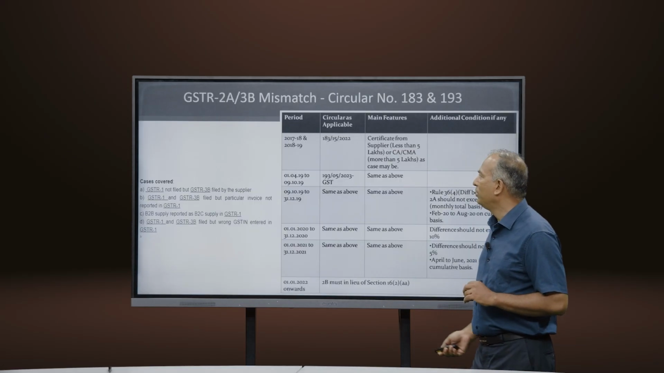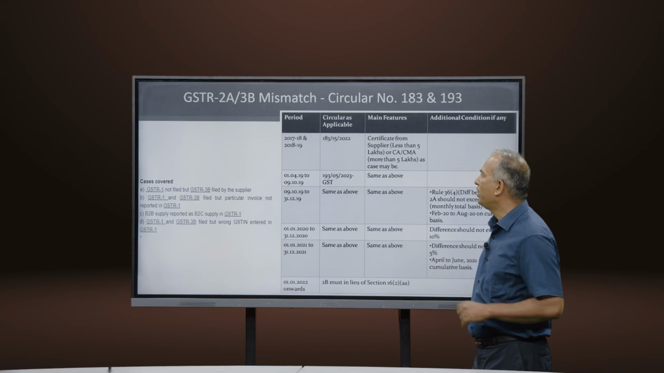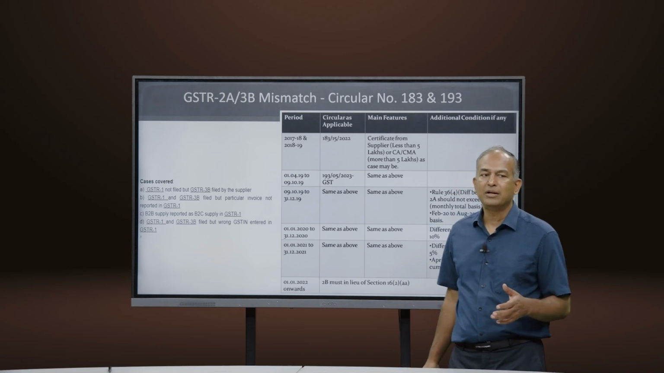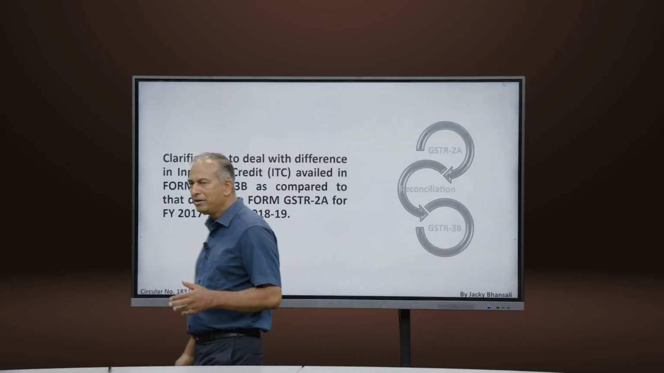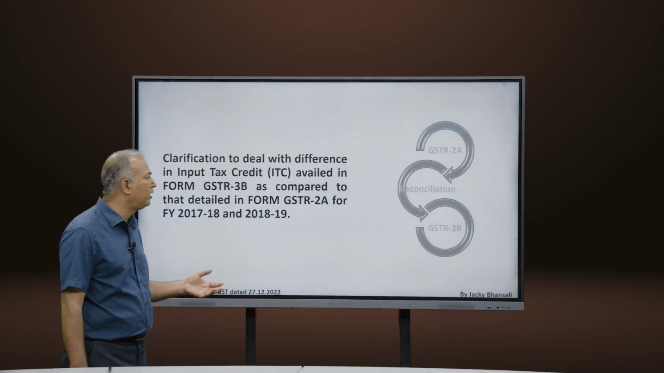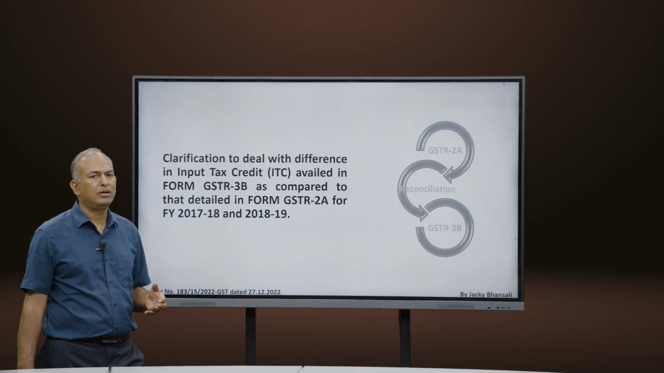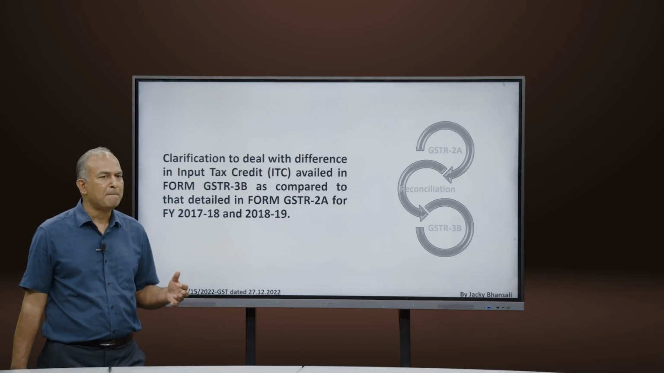Now, I just put down the respective provisions, and I told you that there is this 2A, 3B mismatch. For the 2A, 3B mismatch, there are circulars that have been issued. I came across an interesting audio video that is also part of your study material. You can use it, which is useful.